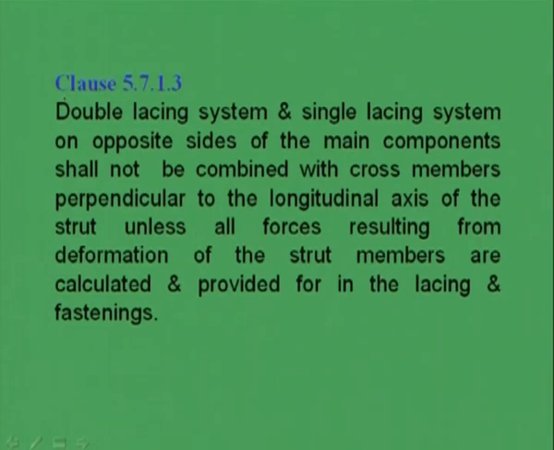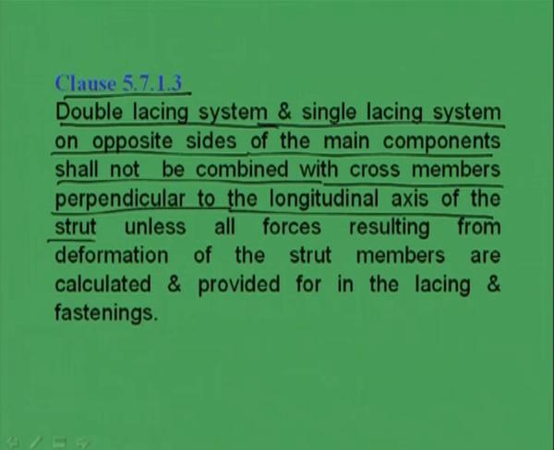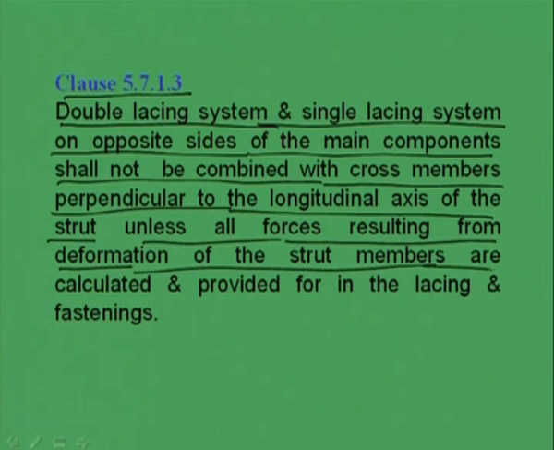In clause 5.7.1.3, it says that double lacing system and single lacing system on opposite sides of the main components shall not be combined with cross members perpendicular to the longitudinal axis of the strut, unless all forces resulting from deformation of the strut members are calculated and provided for in the lacing and fastenings.